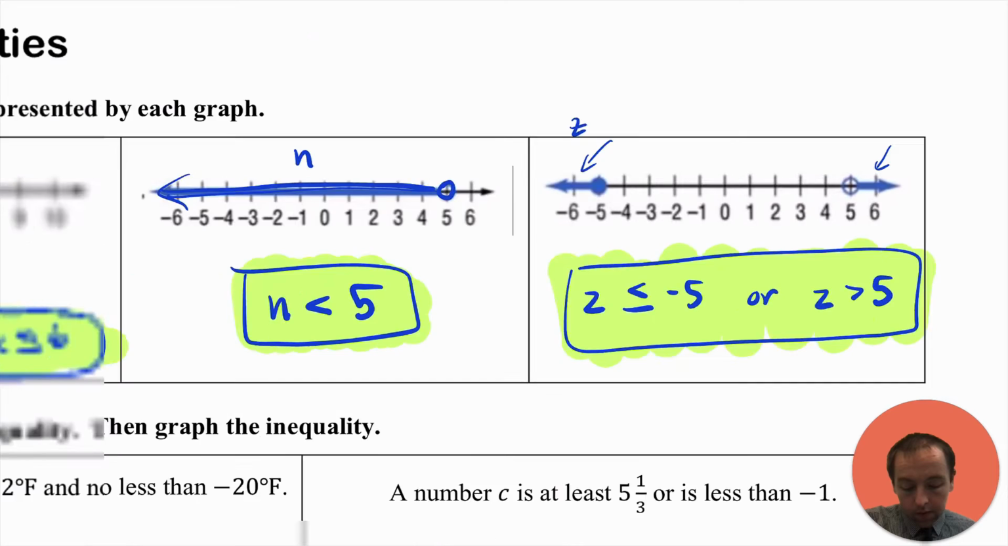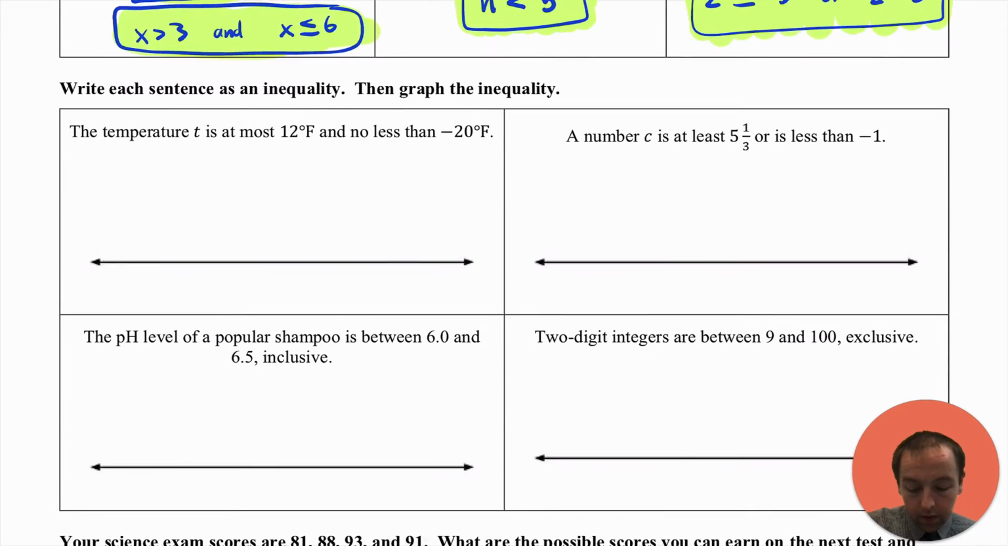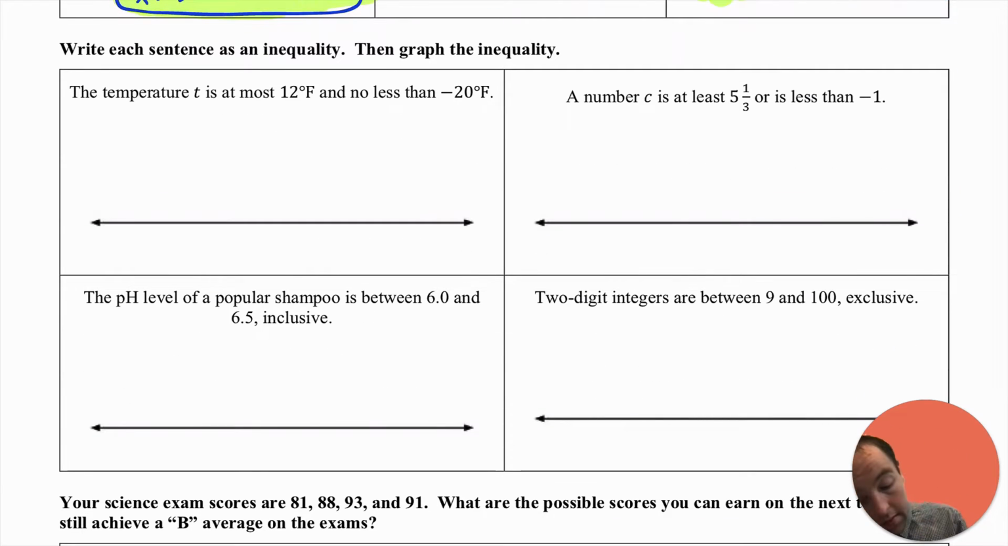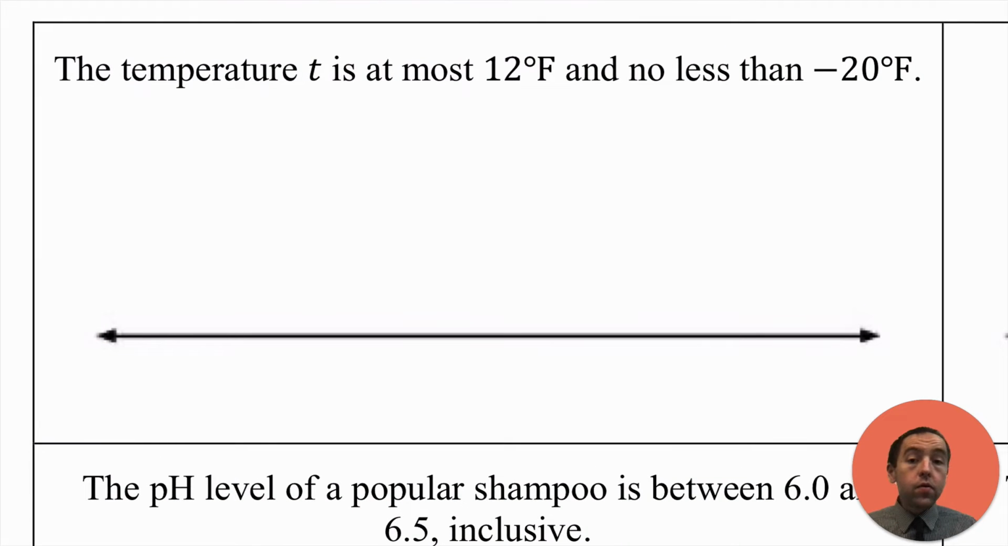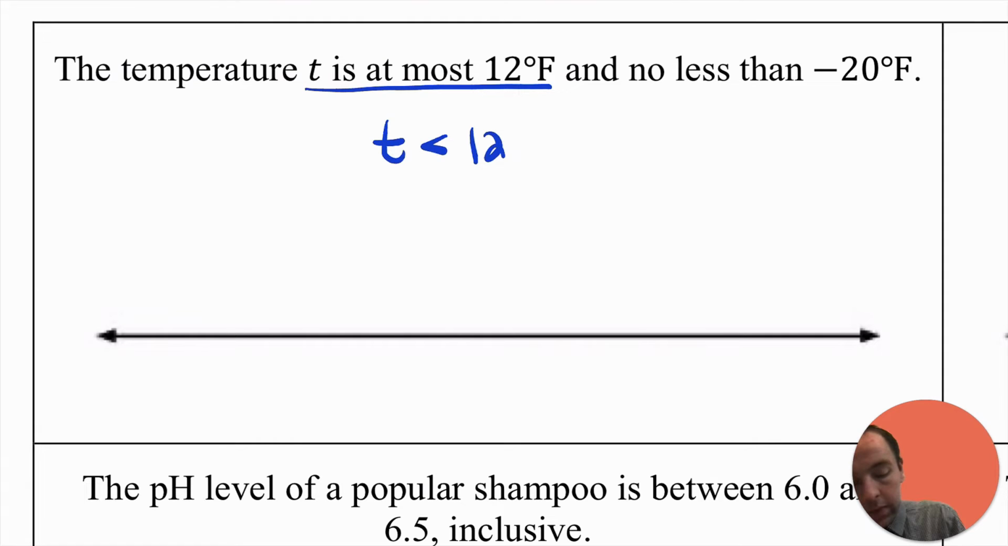Cool. Okay, so just writing some more inequalities but using some words. It says to write each sentence as an inequality and then graph the inequality. So this first statement says that the temperature T is at most 12 degrees Fahrenheit and no less than -20. So if the temperature T is at most 12, the most it can be is 12, which means T could be 12 but has to be below. Now, if it's at most, it can be equal to 12, so we can include that.